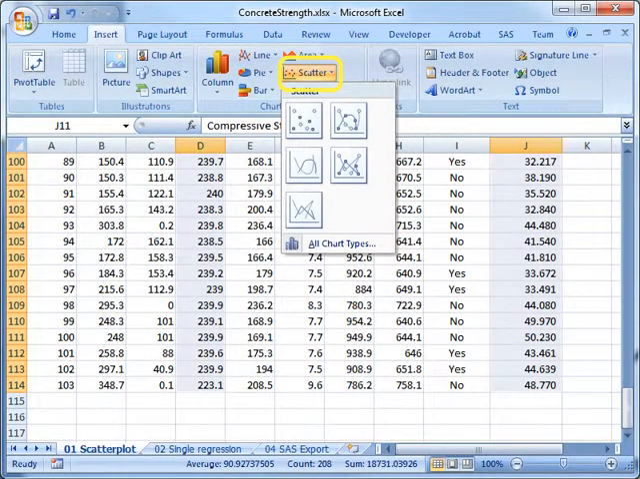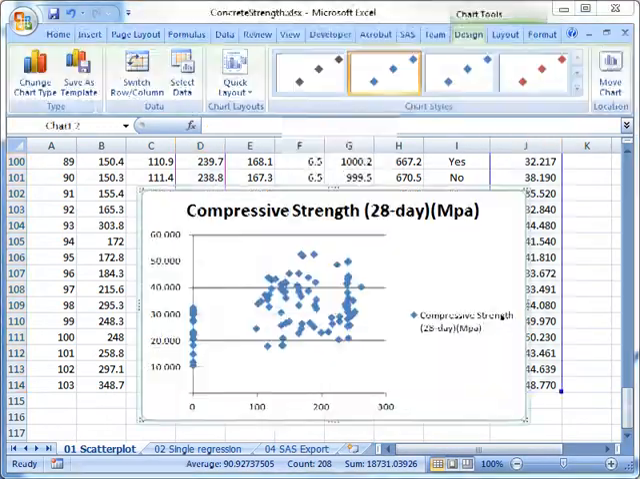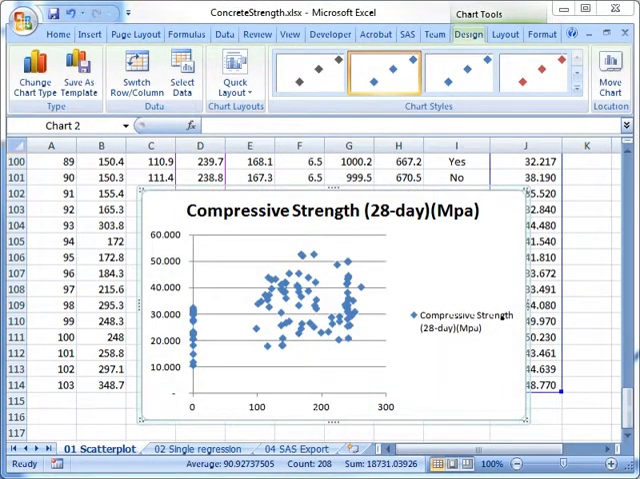So I go insert and I hit scatter instead and just pick the points. There I get a very simple scatter plot that shows me a cloud of data points, but on the x-axis I have the amount of fly ash, and on the vertical axis I have the strength of the concrete, and each dot represents a trial or a data point in my experiment.